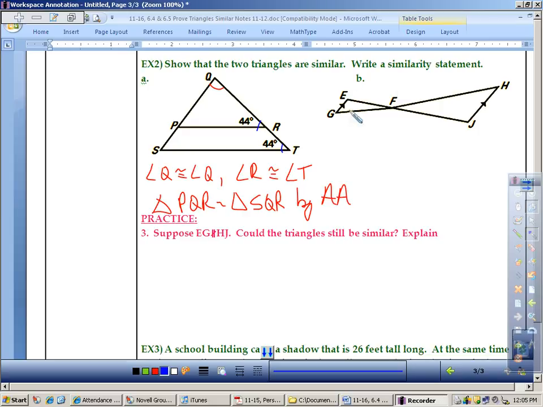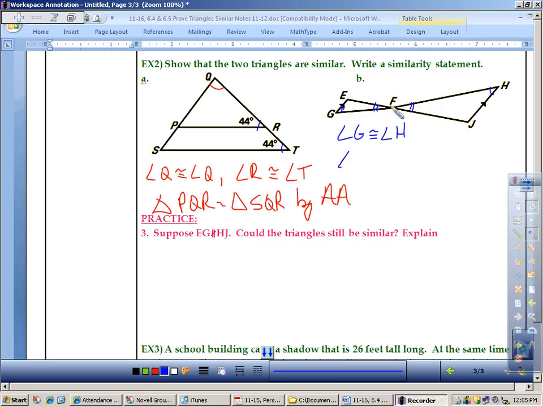Over on the second set here, a couple things going on. These arrows again mean that segment EG is parallel to HJ, so I have some alternate interior angles here that are congruent. I can do the same thing over here at E and J, and I also know that I have vertical angles created here. So I have angle G is congruent to angle H. E would be to J. I've chosen to use the vertical.